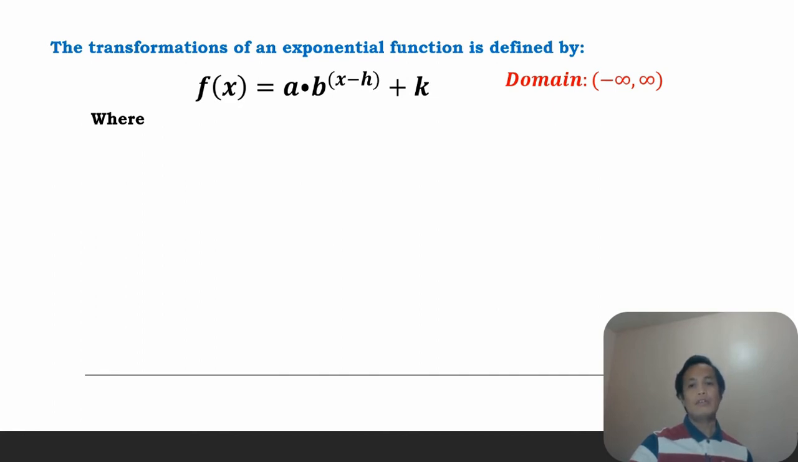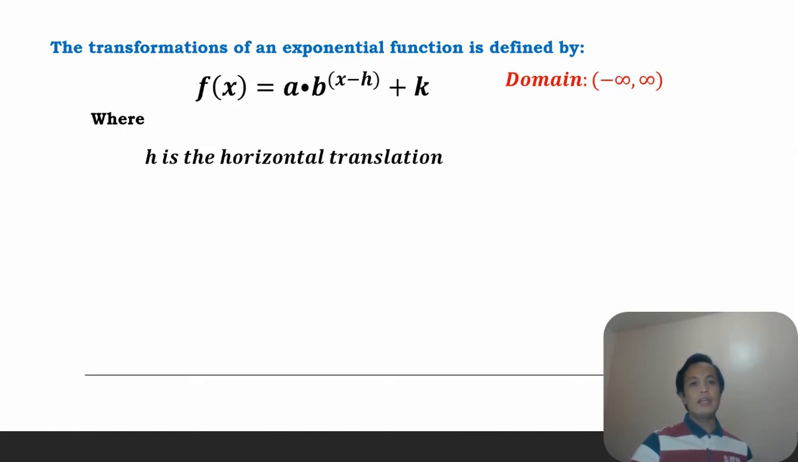But you have to take note also that the domain of this function is the same with the standard, that is from negative infinity up to positive infinity. In the transformation form of exponential function, we have here the h and the k. So what is h and what do we mean by h here and what do we mean by k here?